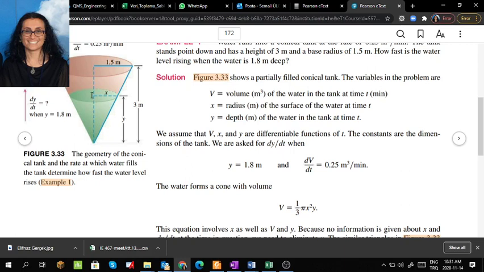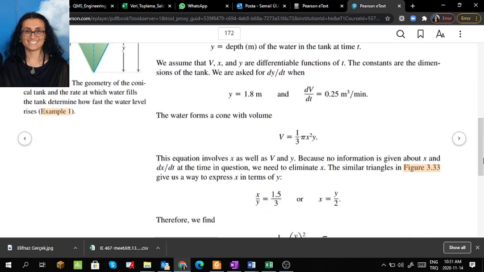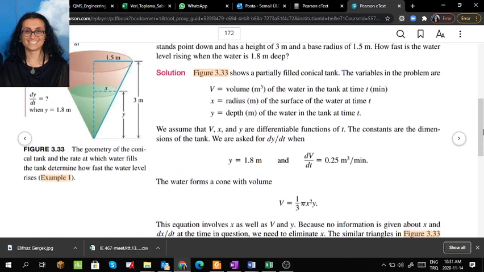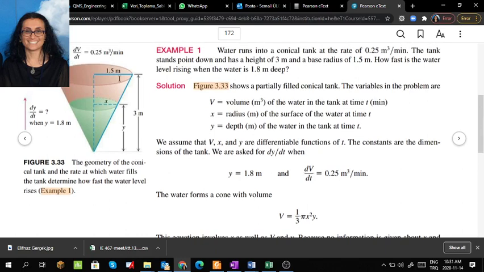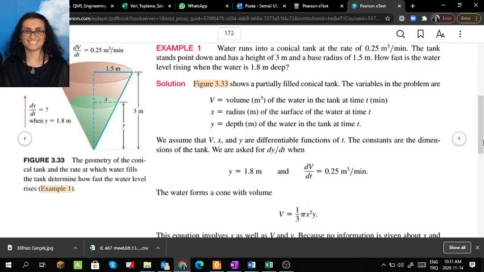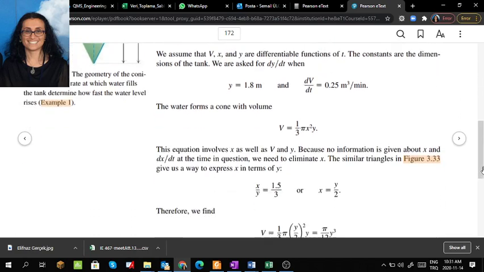Because of the similarity of these triangles, we have x over 1.5, I'm sorry, y over 3 meters. So we have such a relationship that comes from the geometry here. Or you can write it as x over y is equal to 1.5 over 3. It's the same as x over 1.5 is equal to y over 3. So similarity of triangles gets us there.